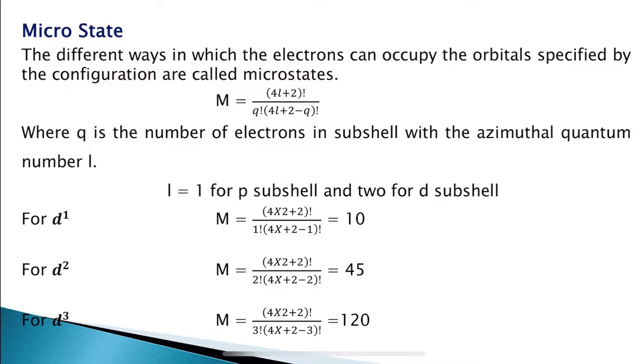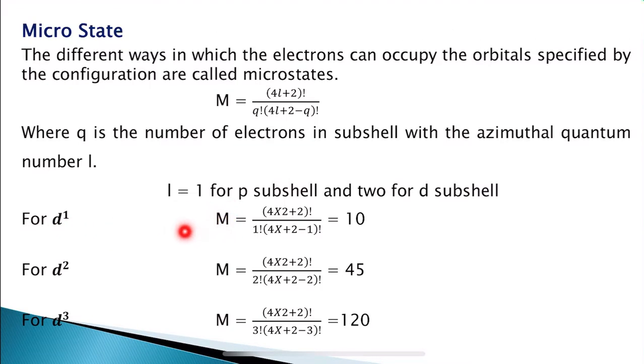The number of microstates may be calculated from the number of electrons and number of orbitals using the formula m equals (4l plus 2) factorial divided by q factorial into (4l plus 2 minus q) factorial, where q is the number of electrons in the subshell with the azimuthal quantum number l. l is called the azimuthal quantum number. l equals 1 for the p subshell and 2 for the d subshell, and it goes on like that.